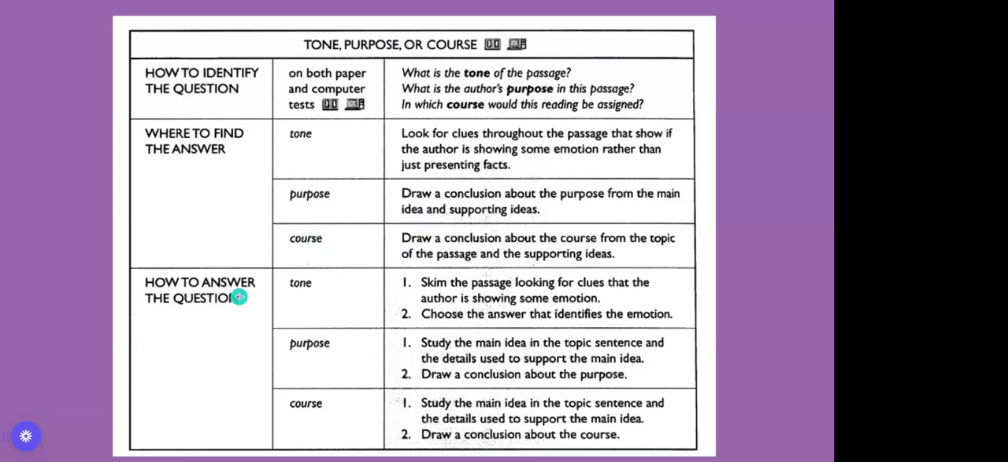How to answer these questions? Well, the tips that we have here for tone, it says skim the passage looking for keywords, clues that show emotion. And choose the answer that better shows that emotion. In purpose, focus on the main idea, and from the main idea, draw the conclusion. And in course, focus on the topic. The topic can give you a good clue to draw a conclusion on the course of the text.